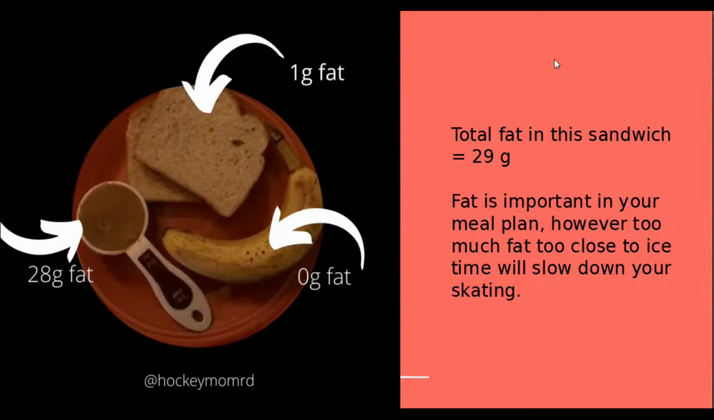And the sandwich also contains 29 grams of fat. Now, while fat is an important part of your meal plan, when you consume fat too close to ice time, it will slow down your skating and your thinking.